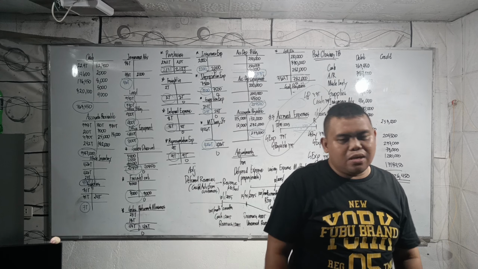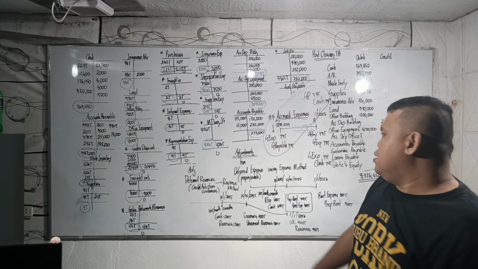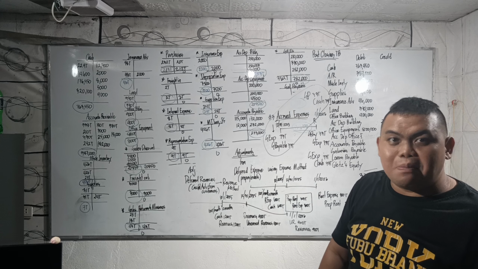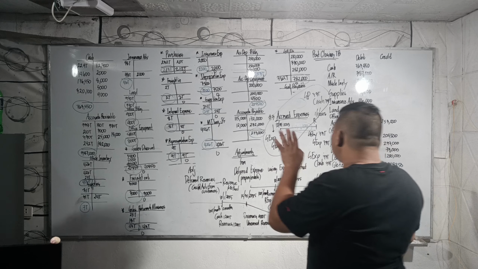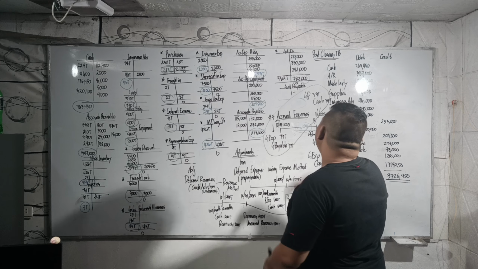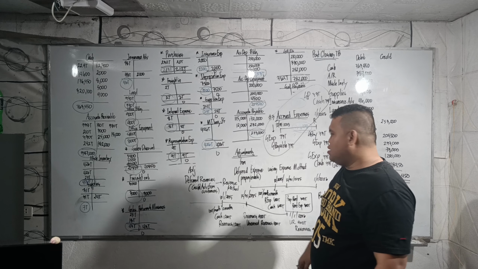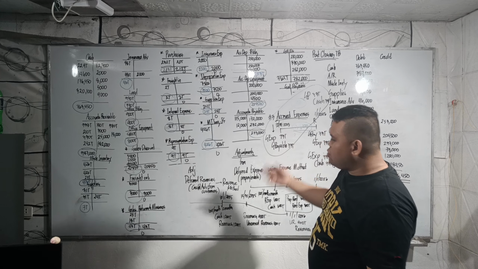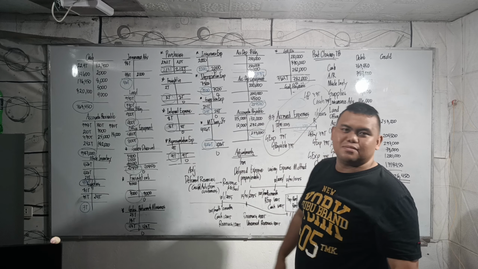So reversing entries are actually optional. Those things, it's actually optional. As long as you can remember that your accrued expenses are like this, so you have to debit payables. The adjustments for your deferred expense using the expense method and revenue method are like this.